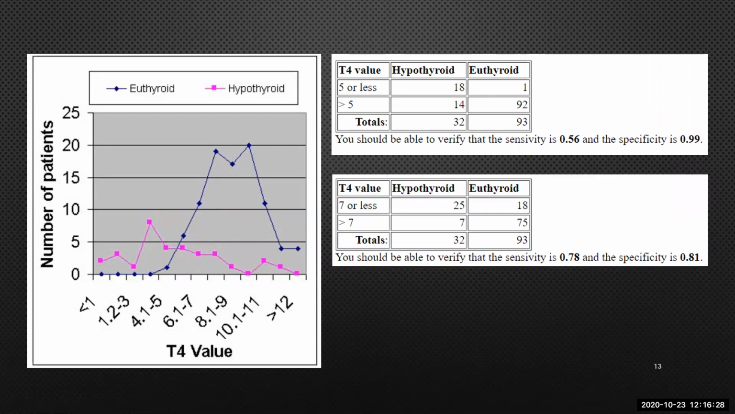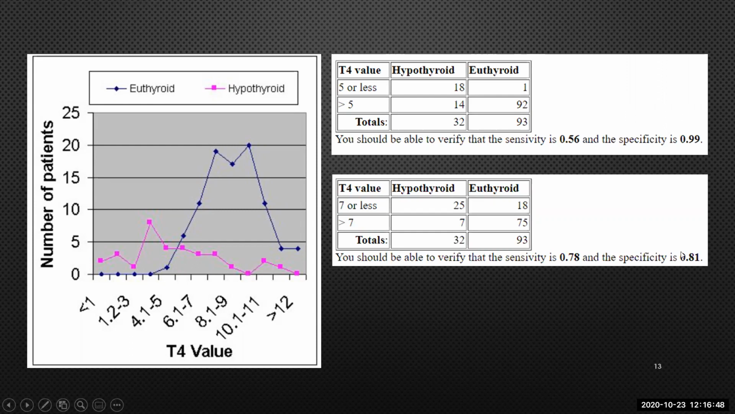Let's say we move the cut point to 7. In that case, you capture a few more people who have a positive test that also have the disease, right, which is sensitivity. Positive test given a patient is diseased. And so you capture a few more people because you moved your cut point higher.